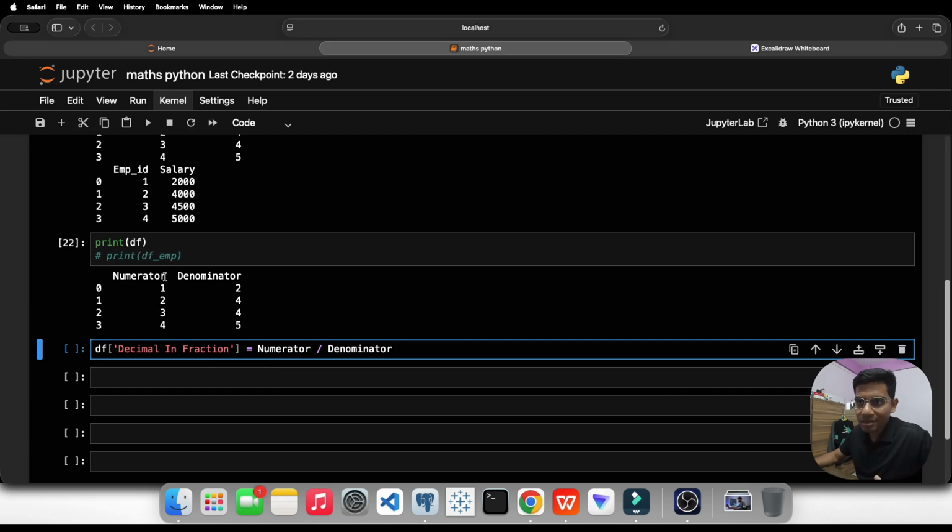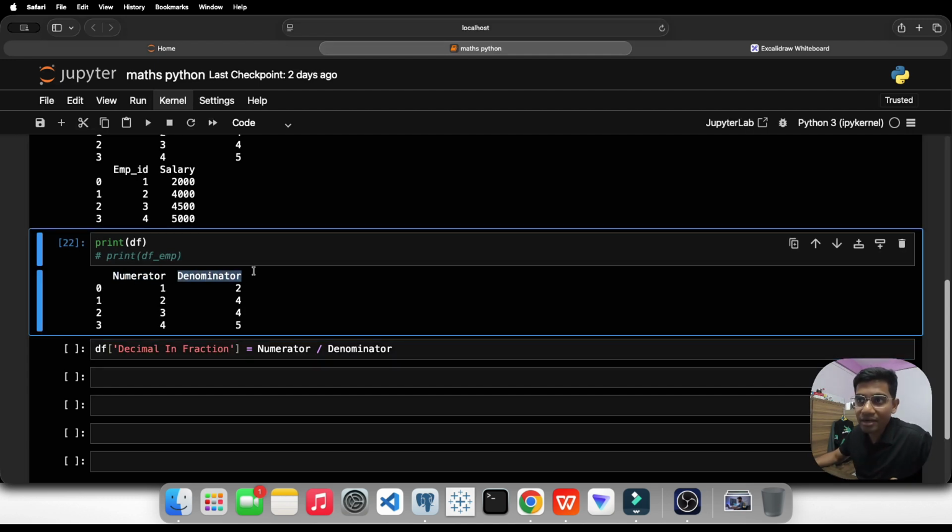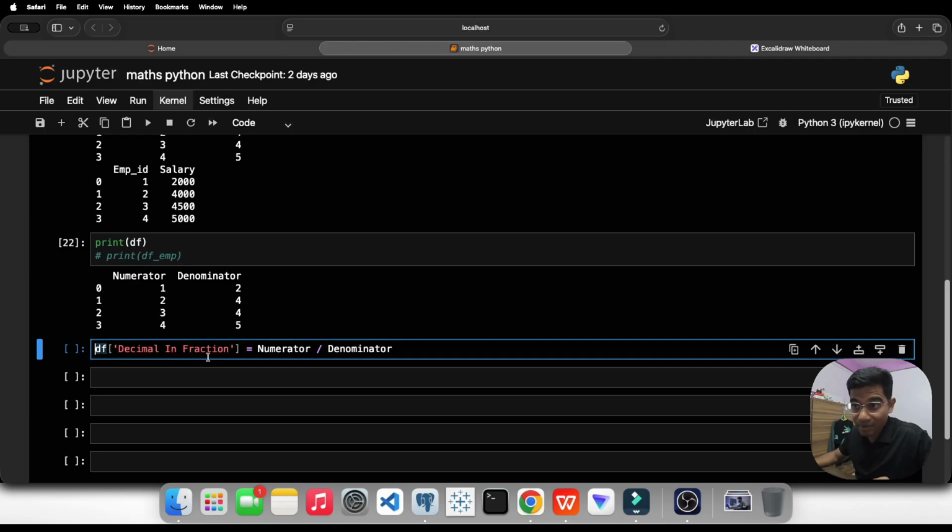What do you mean, numerator column by denominator column? So it's a column name, and when you represent a column name you have to write the data frame name as well. Okay, you have written the data frame name. And how do you represent a column? Like I told, box bracket, single quotation mark. This is how you represent a column name, right? Simple as it is. That's it.